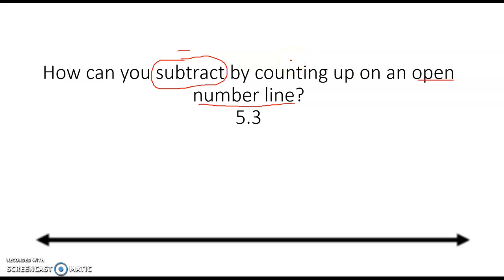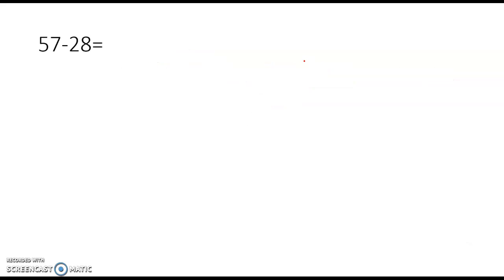Now, you learned how to count back on an open number line to subtract. Today we're going to be counting up to subtract. You're probably wondering what that means, because when we subtract, we take numbers away. Let me show you. So I have 57 minus 28.